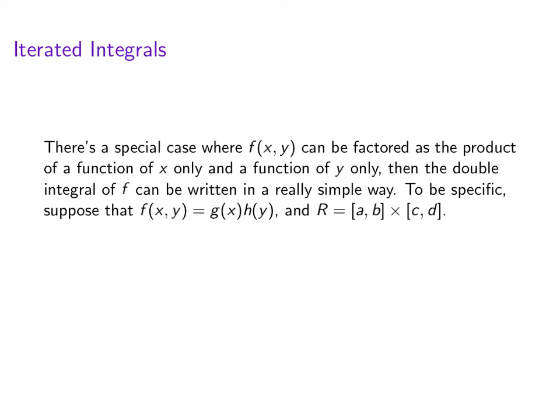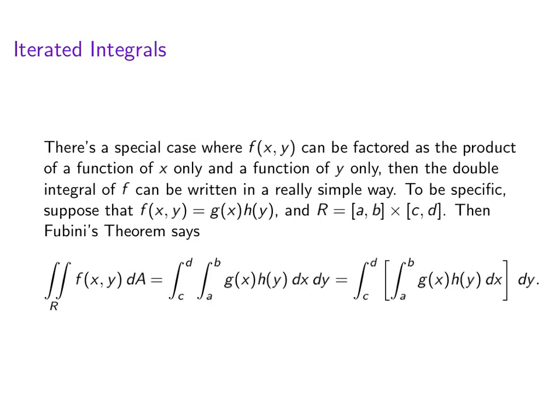To be specific, let's suppose that our integrand can be written as g of x times h of y, and R, the region of integration, is [a,b] cross [c,d], just some rectangle. Then Fubini's theorem tells us that we can write this as an iterated integral. And this time let's put the brackets in just to help remind us that there's an inside integral and then there's going to be an outside integral.